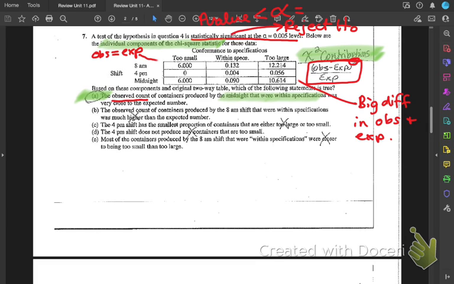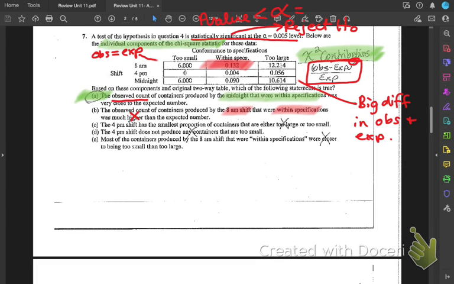The next one says, the observed count of containers produced by the 8 a.m. shift that were within specification, so we're talking about this one, was much higher than the expected number. I don't think that the observed and the expected are going to be very different when my chi-squared contribution is 0.132. That's a pretty small difference in that situation. So that would definitely not be true.